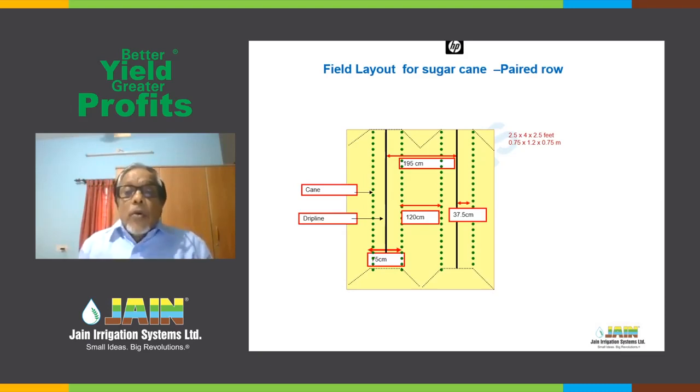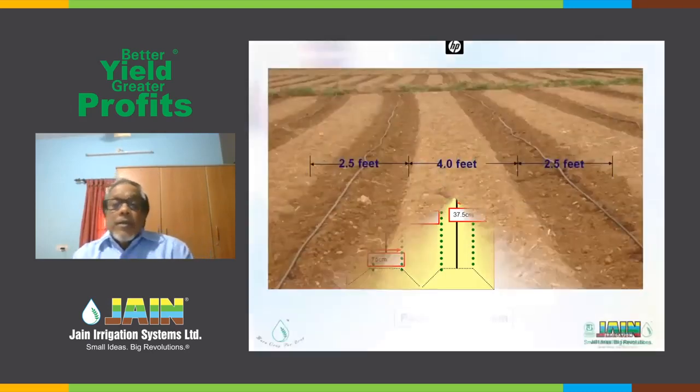So for paired row, you usually write it as 0.75 into 1.2 into 0.75. 1.2 meters is the non-planted gap between the two pairs of rows, and 0.75 is the gap between two rows in a pair, and the lateral spacing is 195 in this case. So this is the introduction of paired row and the matching of the drip lateral spacing in such a way that you could bring in economy of the crop system.